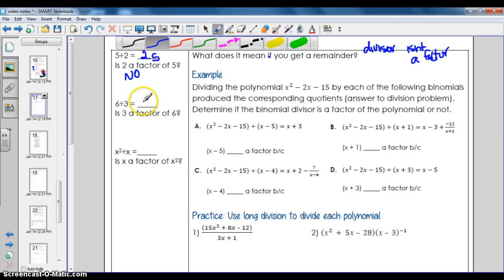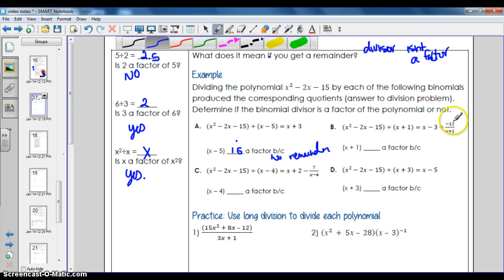Is 6 divided by 3, since it's 2, a factor? Yes. There's no remainder. And then x squared divided by x, that's x. So yes, that's a factor as well. So dividing, we get x plus 3. So is x minus 5, if we get this x plus 3, there's no remainder out here on the end. So x minus 5 is a factor because no remainder.